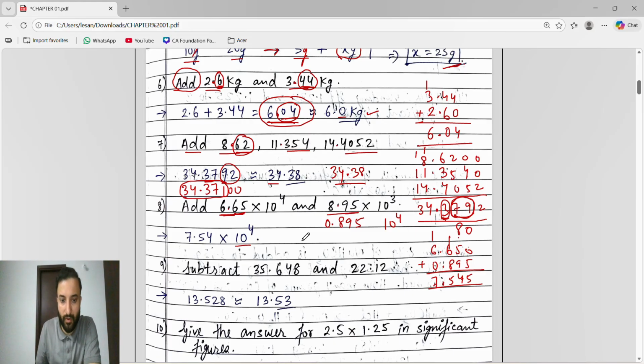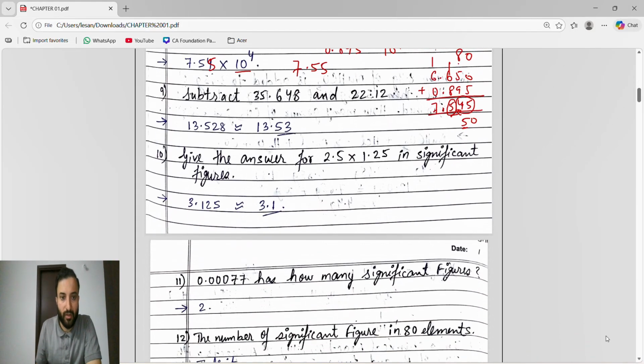The 7 point remains as it is. Round off to 2 digits means the first digit remains as it is, so 7.5. For rounding off the second digit we take this 2 digit number. The 45 will round off to 50, so the next digit will be 5 only. So 7.55 into 10 to power of 4. Okay, like this, because 41, 42, 43, 44 will convert to 40, and 45, 46, 47, 48, 49 will convert to 50. Right?